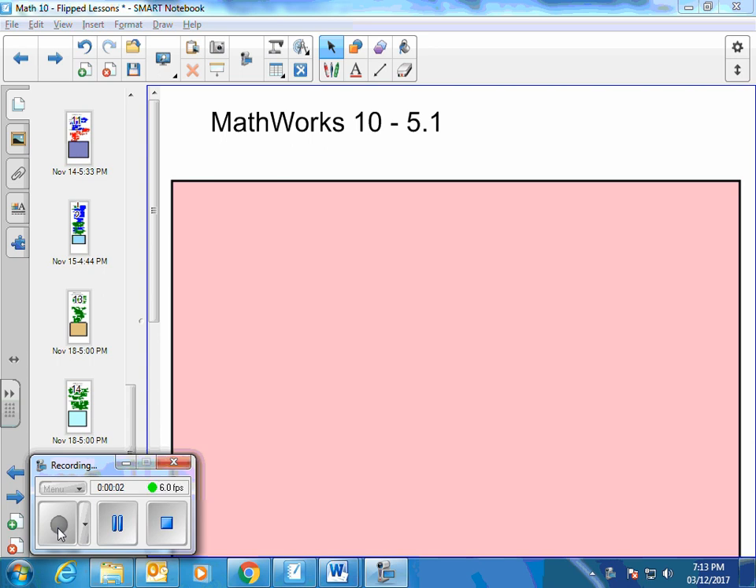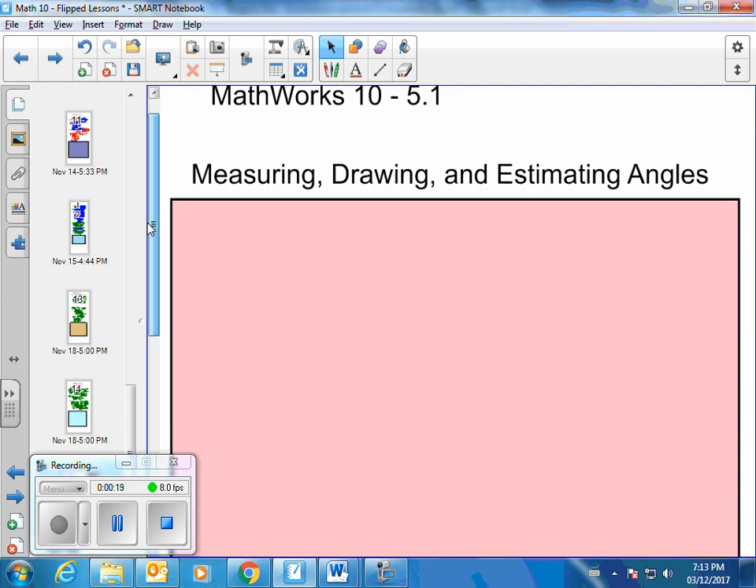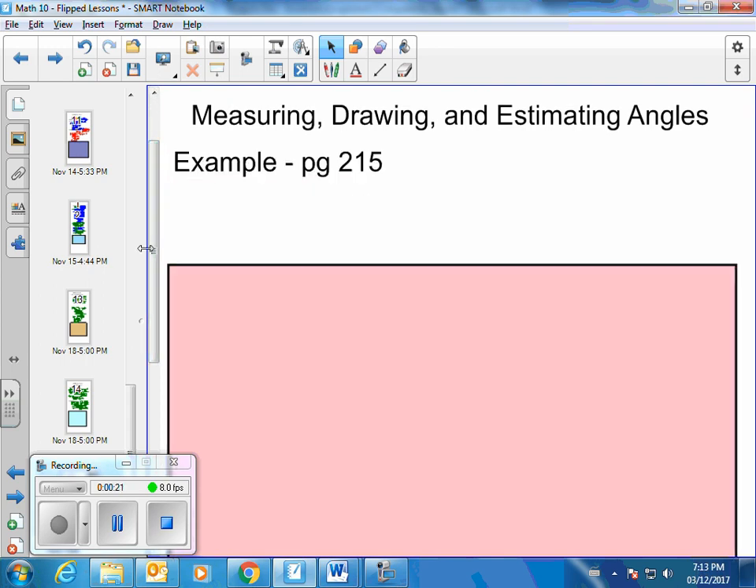Welcome to math class. We're continuing on in the MathWorks 10 workbook. We've moved on to chapter 5, which is angles and parallel lines. And we are starting off with 5.1, measuring, drawing, and estimating angles. So we're going to jump right into it. We'll start off on the example they have on page 15.